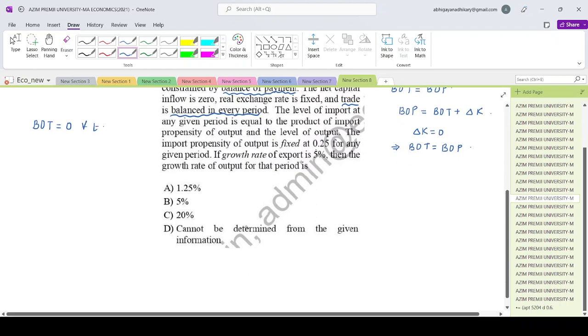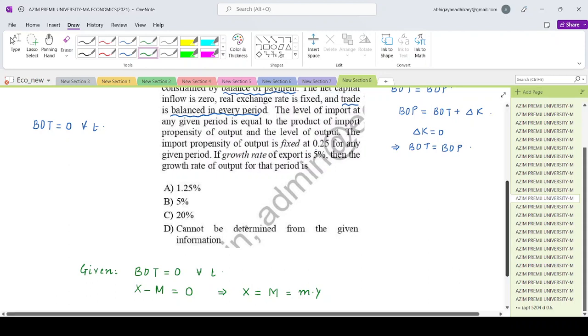So let me just write down two things. First, the important information that has been given is balance of trade is equal to 0 for all periods, right? Now, what is the definition of balance of trade? Volume of export minus volume of import is equal to 0. That means the value of exports is equal to the value of imports. And what is the definition of imports over here? Small m times y. Fine.